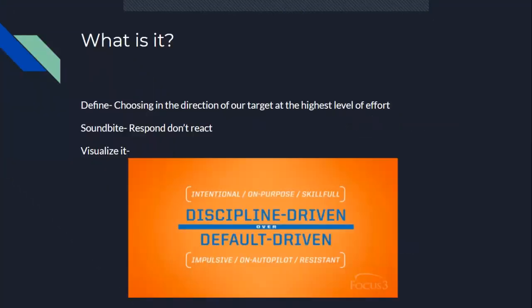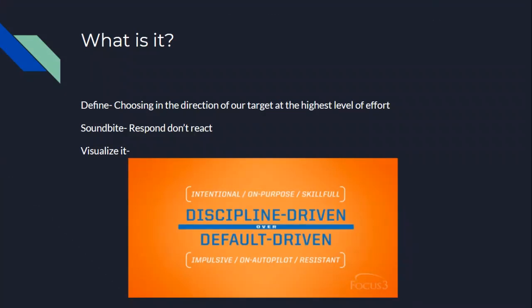So what is it? We define discipline driven, which is this above the line behavior concept, made popular by the Above the Line book by Urban Meyer. He did work with Tim and Brian Kite, Focus 3, and Daily Discipline. So if you've heard of any of those, that's where this idea comes from.